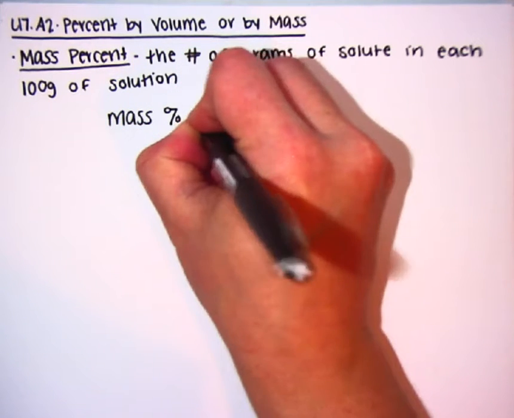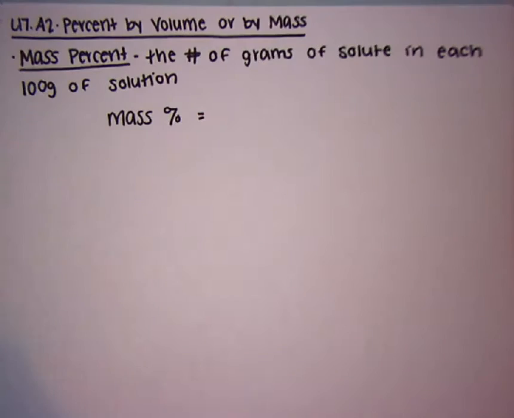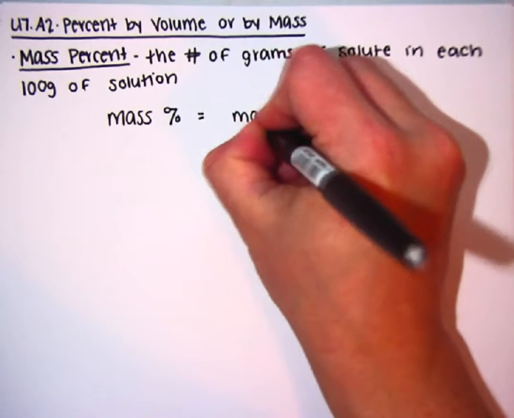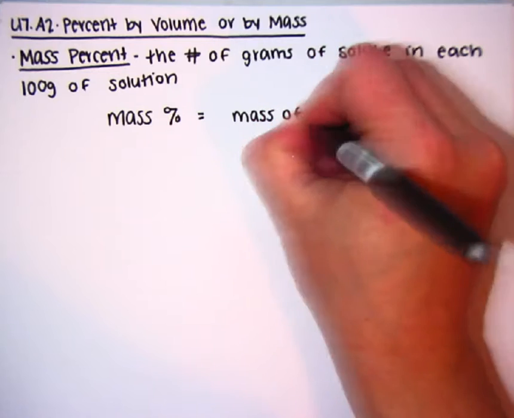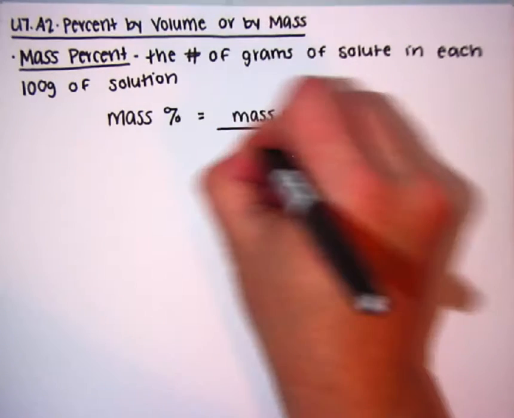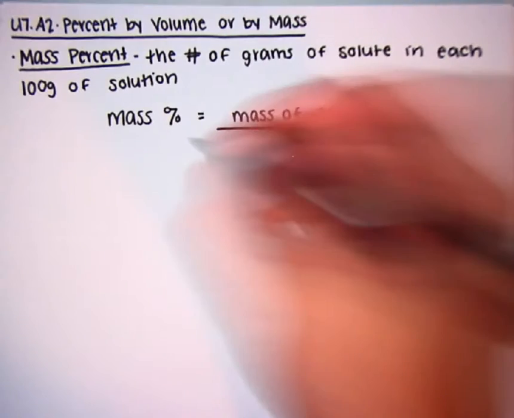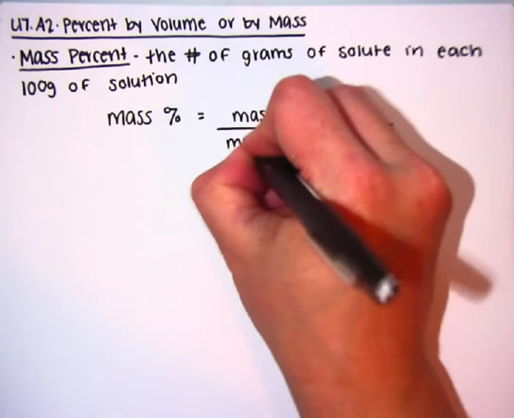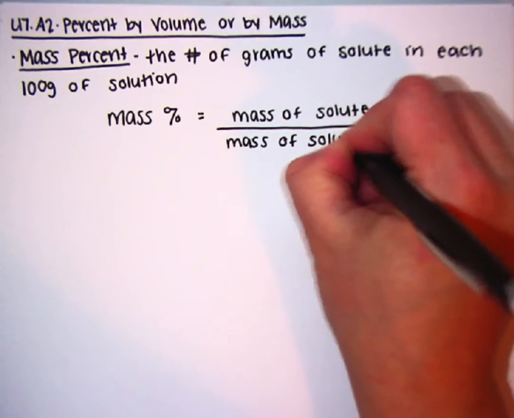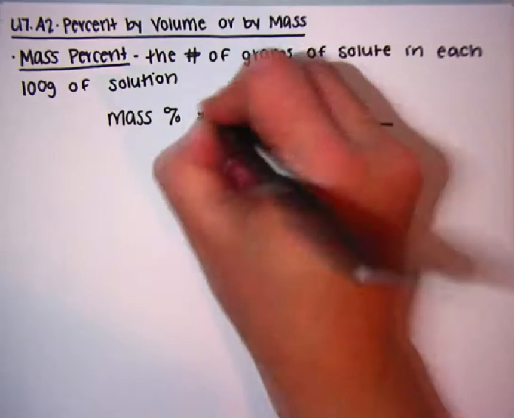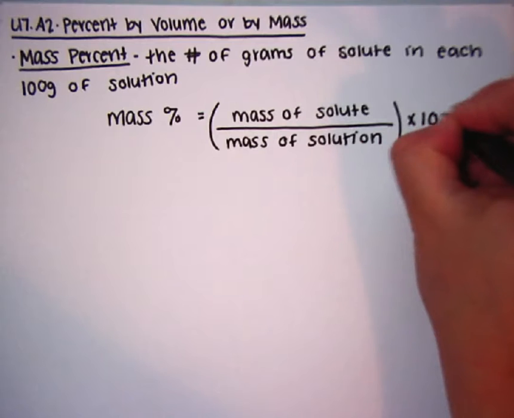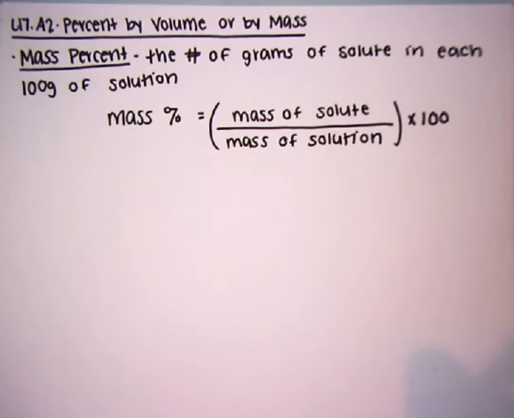The way that we are going to calculate mass percent is we are going to take the mass of the solute. We are going to divide by the mass of solution, and then since it's a percent, we would multiply by 100.